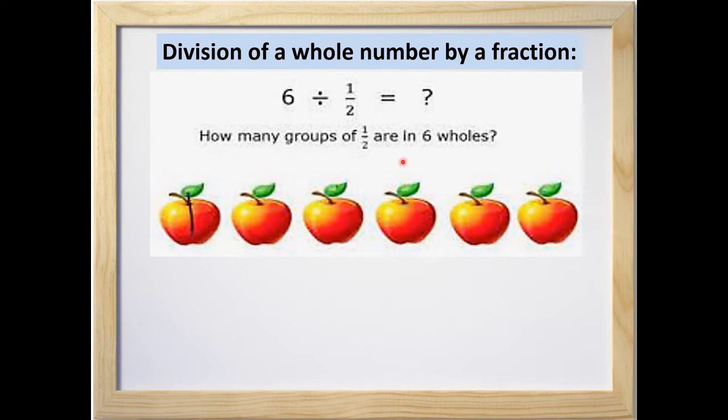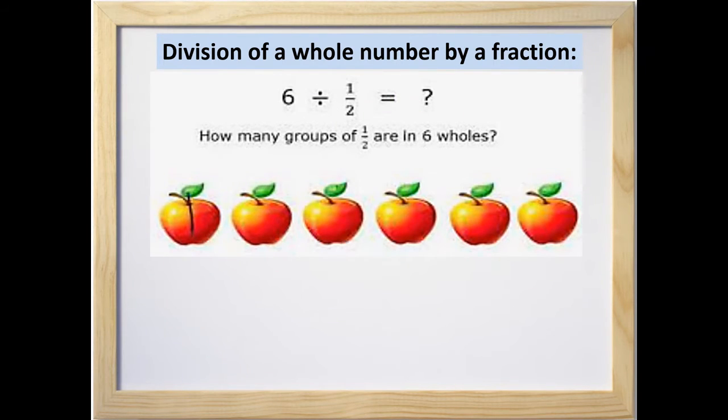For that, let us take 6 whole apples. We know, children, one whole apple is divided into 2 equal halves. That means 6 whole apples can be divided into 12 equal halves. That means 6 divided by half is equal to 12.